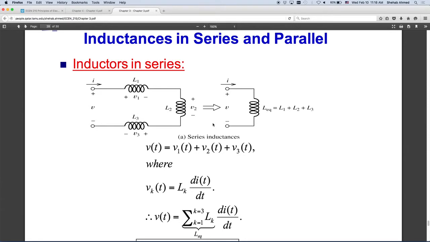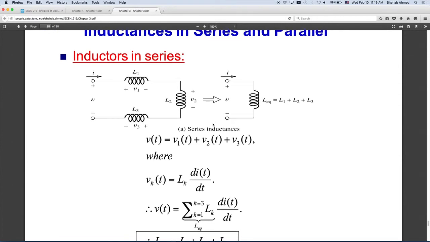Capacitors, when they're in series, the equivalent is the sum of the reciprocals. Inductors, when they're in series, you treat them like resistors. You just add them up. And when they're in parallel, they're also like resistors. You add the reciprocals.